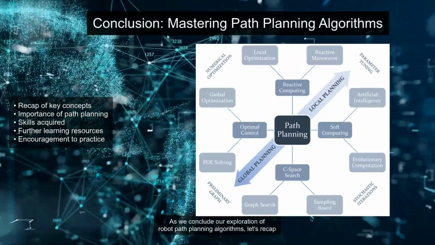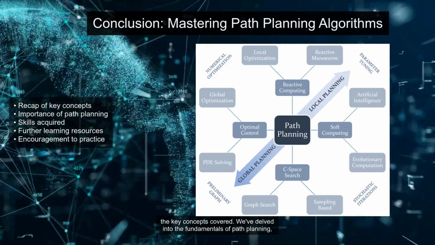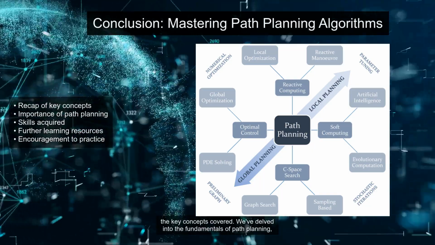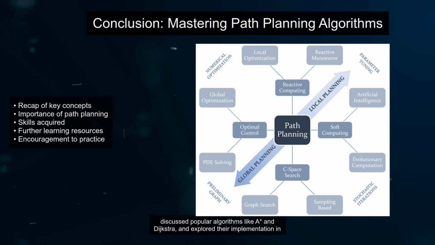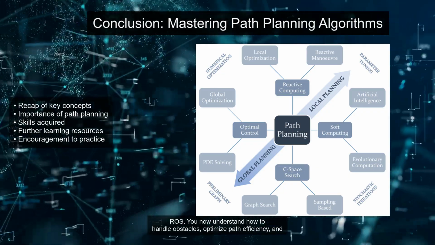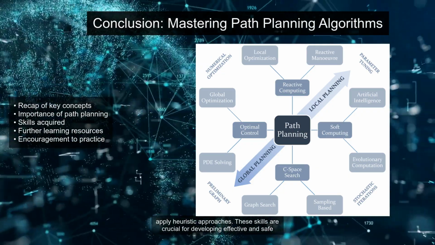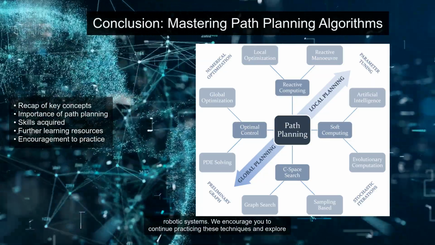As we conclude our exploration of robot path planning algorithms, let's recap the key concepts covered. We've delved into the fundamentals of path planning, discussed popular algorithms like A* and Dijkstra, and explored their implementation in ROS. You now understand how to handle obstacles, optimize path efficiency, and apply heuristic approaches. These skills are crucial for developing effective and safe robotic systems.